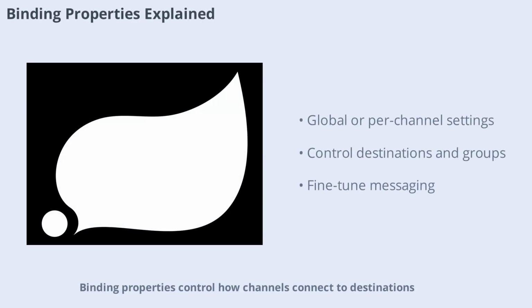Binding properties control how channels connect to destinations, specify consumer groups, set content types, and more. These properties can be set globally or per channel, allowing for granular control over messaging behavior. Understanding and configuring these properties is essential for building robust, production-ready applications.